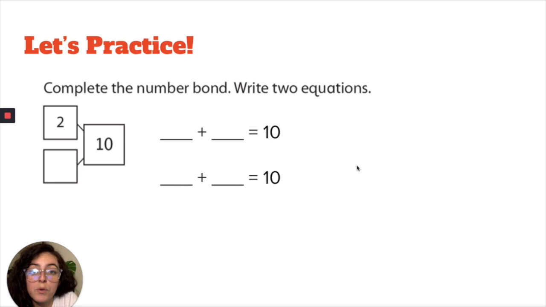All right, scholars, so now we're going to practice finding number partners for 10. What you need right now is your whiteboard and marker and your 10 frame and number bond sheet if you have it. If not, you can draw those on your whiteboard. Go ahead and pause this video and then click play again once you are ready.